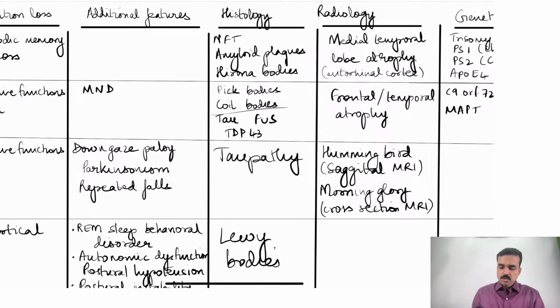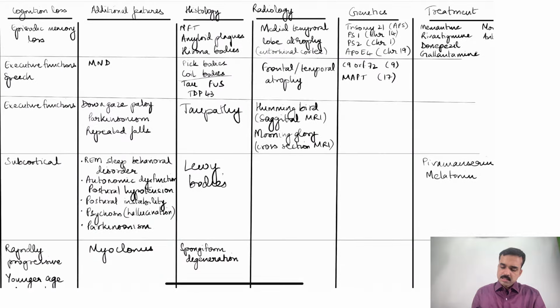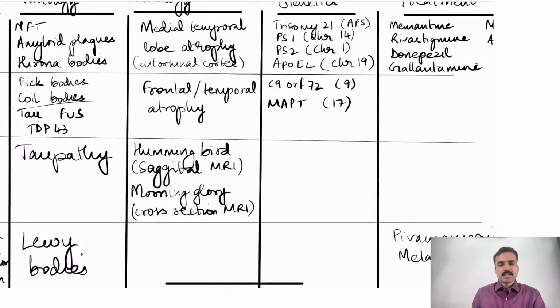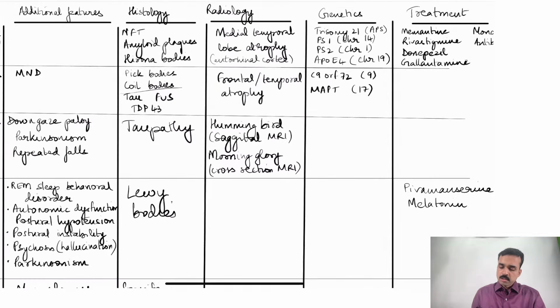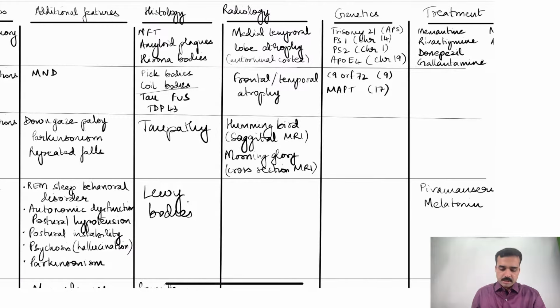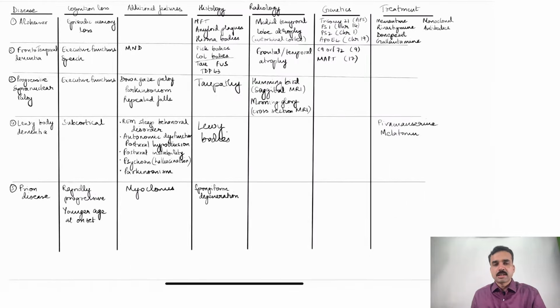You can also see inclusions that are rich in tau protein and FUS, that is fused in sarcoma, and TDP-43. Himanshu, absolutely correct. And tau, these account for most of the cases of frontotemporal dementia. Not much in radiology, it's frontal and temporal atrophy. Remember the genes C9orf72 as well as MAPT; mutations in these are responsible for frontotemporal dementia. Treatment, there is no specific treatment for frontotemporal dementias or any of the other dementias for that matter.